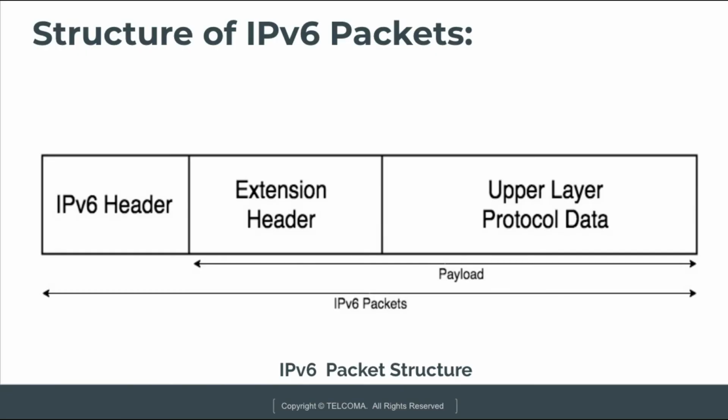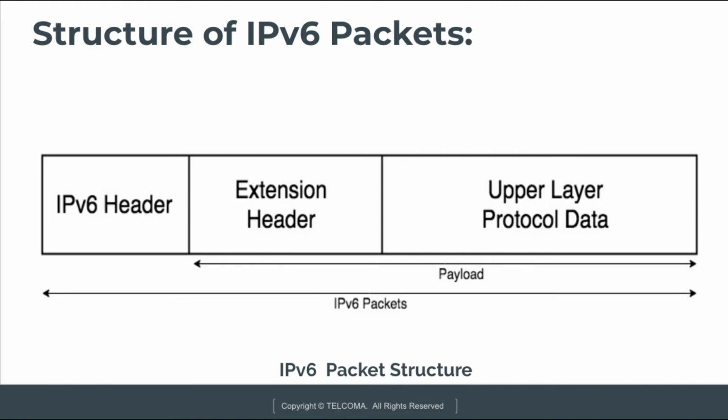Next we are going to discuss the structure of the IPv6 packet. The IPv6 packet consists of the IPv6 header, extension headers, and the upper layer protocol data. The IPv6 header contains the basic information like the source address, the destination address, the header length, etc. Whereas the extension header will contain additional information like the hop by hop option, destination option, routing header, etc. And in the upper layer protocol data, the information of the user is added in this block.